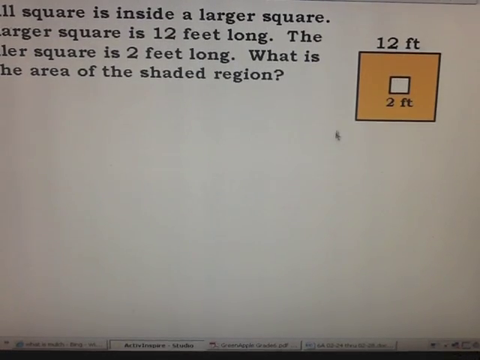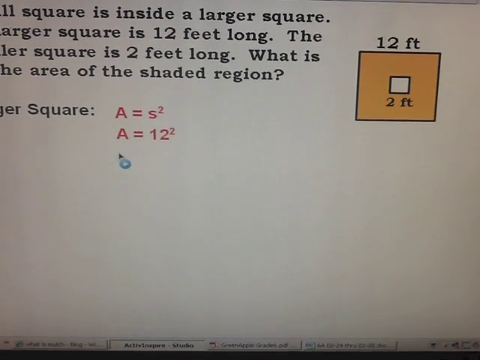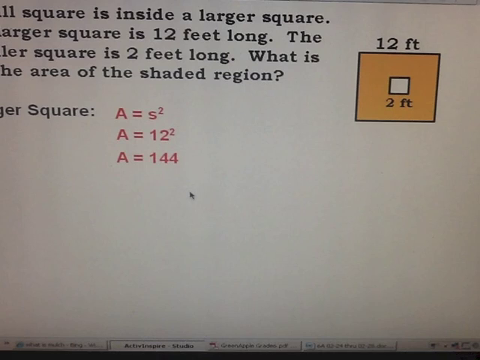So the first thing we're going to have to do is find the area for the larger square. Okay. Our formula, since it is a square, will be area equals side squared. Since the sides are 12 feet, we're going to square it. Area equals 12 squared. 12 times 12 is 144. So the area for the larger square is 144 feet squared.